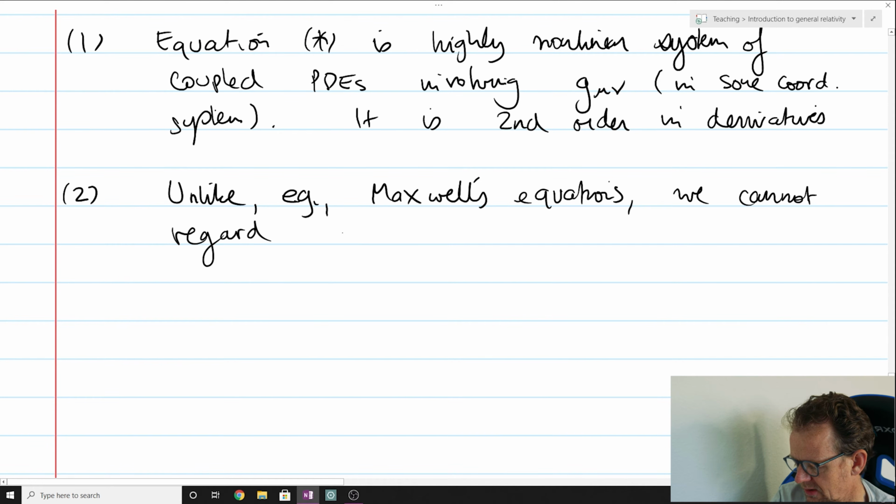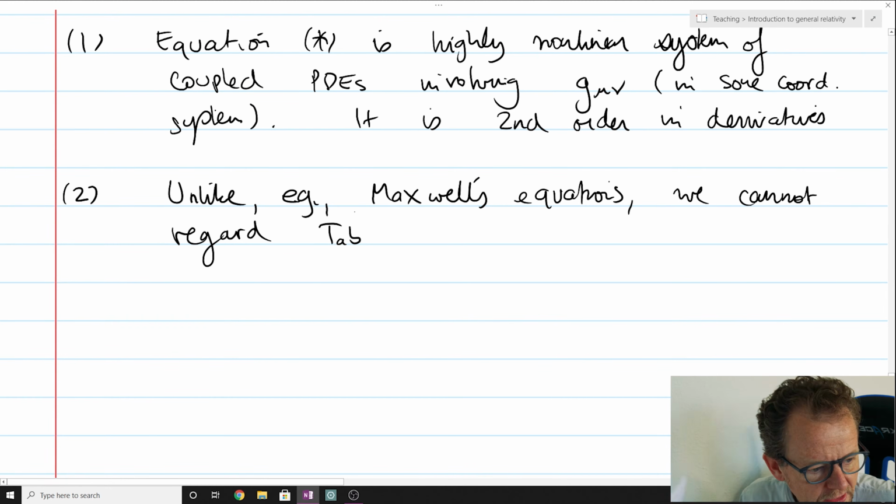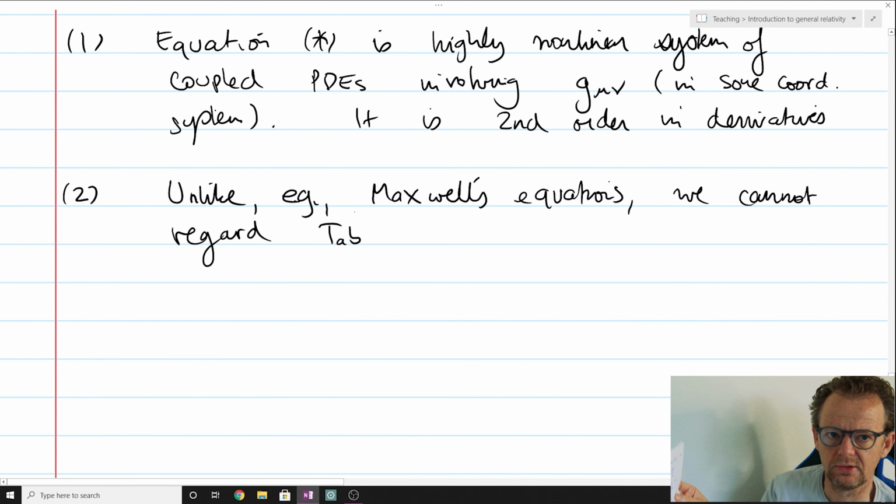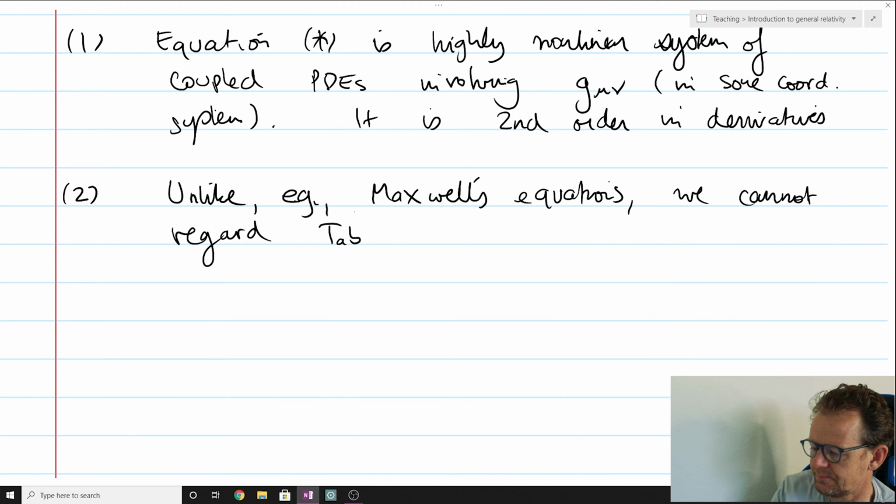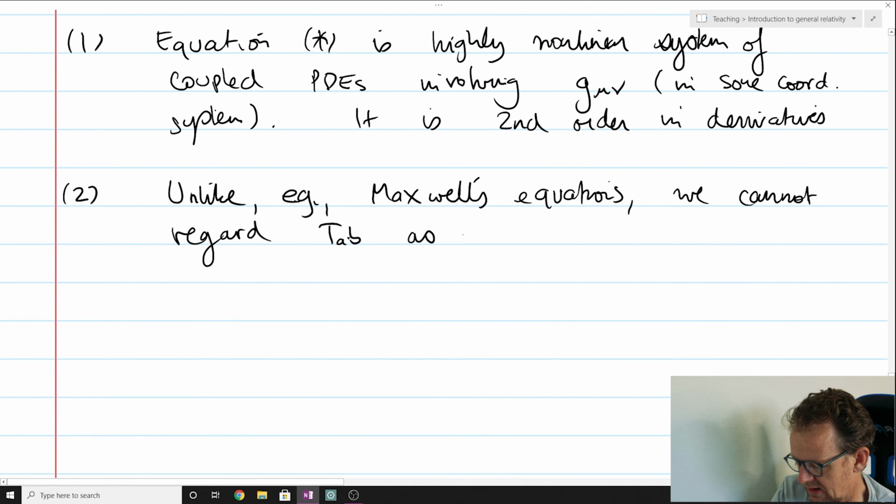In Maxwell's equations, you have the current, and you can regard that simply as a source. You specify the current, and then the electromagnetic field is completely determined by the distribution of charge and current. However, in general relativity, we can't regard the stress energy tensor as a source that's somehow independently causing the gravitational field, and therefore the metric.